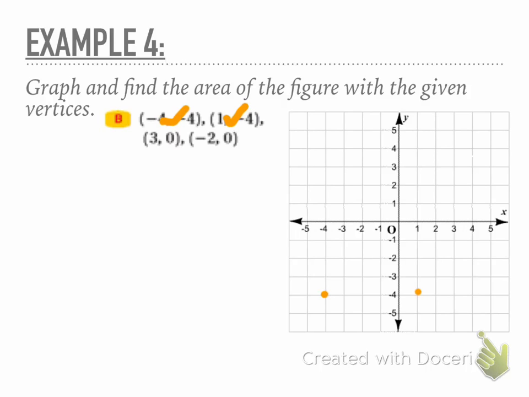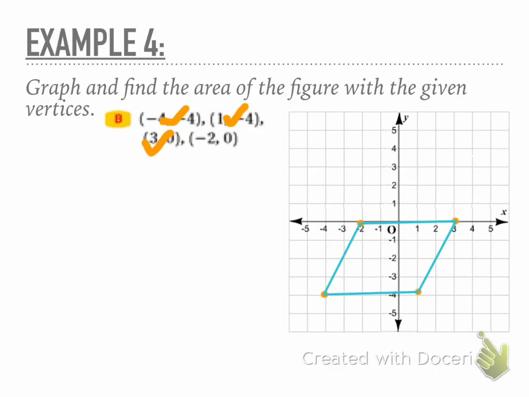Then I've got 3, 0. So I walk to 3 and I don't ride anywhere. I'm just going to stop right there in the lobby and not go up or down. And then I'm going to go to -2 and do the same thing, -2, 0. So I'm going to go back to -2 and nowhere up or down. And then I just need to make my lines to connect my shape. And you can definitely see that this one is a parallelogram and not a rectangle.